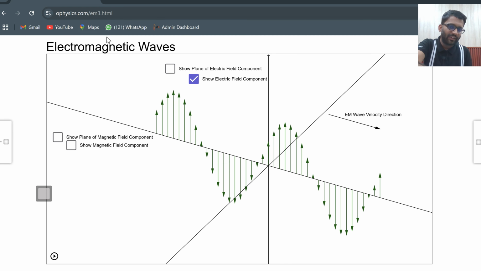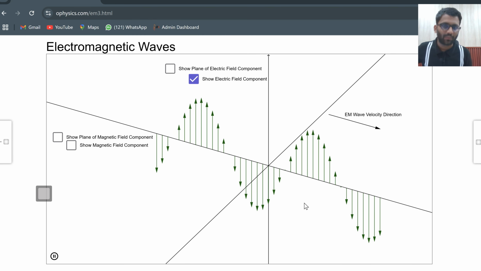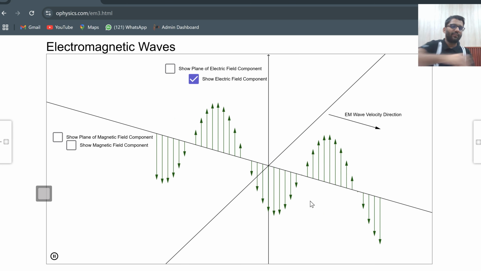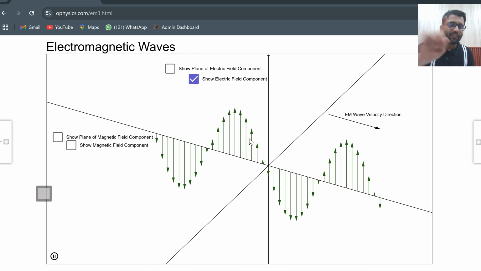So this was the vector field that we created. But this was at time t equals to 0. And just I start seeing it with respect to time. There you go. So this is how the field will travel. You see one peak.